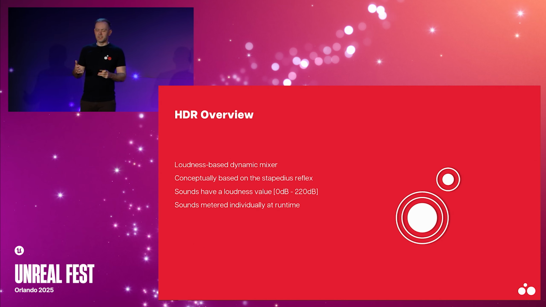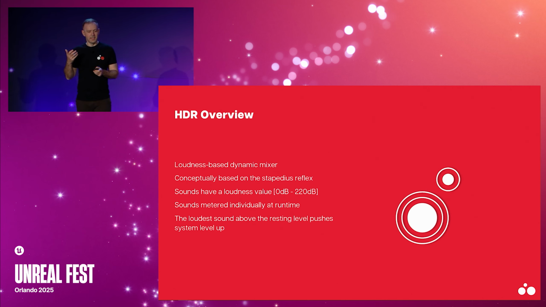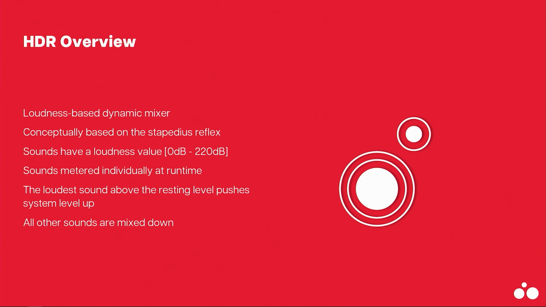Each instance of a HDR sound is then metered at runtime in dBFS, and a conceptual loudness in dB SPL is calculated from that. And this is used to calculate the loudness of the whole HDR system together, which by default kind of rests at 80 dB because that's where the stapedius reflex kicks in for most people. Then louder sounds move the current loudness of the system up, and all of the sounds are mixed down by the difference between this level and the resting level. That's pretty simple in concept, but the complexity is how it actually gets all those metered levels.